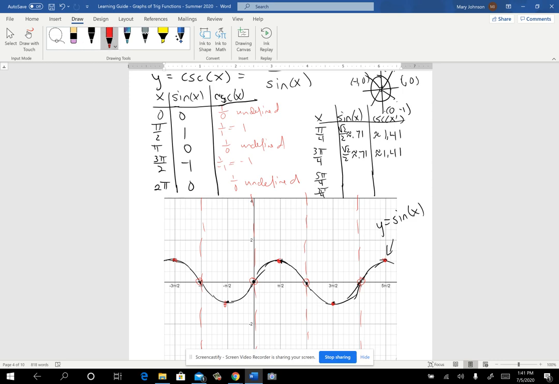So we can add that data. When we're at pi over 4, which is halfway here, and 3 pi over 4, which is halfway there, the sine graph is at 0.71 on each of those, but the cosecant is actually way up at 1.41, so it's up here, almost to 1.5. So it's kind of right in here. That should be over a little bit. It's about like that.